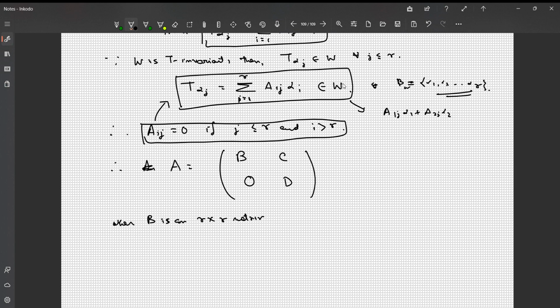We can think of this as of the form a1j alpha 1 plus a2j alpha 2, and so on till we get arj alpha r, but the rest of the elements are all 0: 0 times alpha r plus 1, and so on till 0 times alpha n. So these constitute elements of W. From this representation we get B to be an r cross r matrix, and trivially observe that B is basically the matrix of the linear operator T when restricted to W. We will come to that. So B is an r cross r matrix with respect to the coefficients of this form, and then we can simply relate.